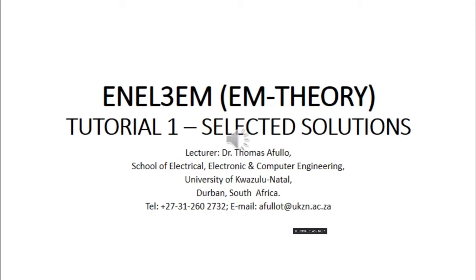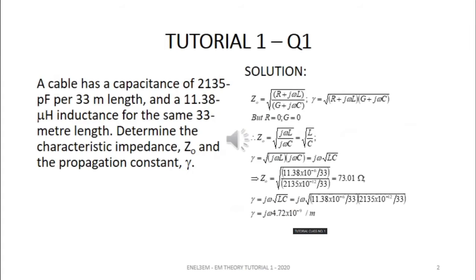3 or 4, you should be able to manage on your own. In question 1, you are given that a cable has a capacitance of 2135 picofarads per 33 meter length and 11.38 microhenries of inductance for the same 33 meter length, and you are supposed to determine the characteristic impedance Z0 and the propagation constant gamma.